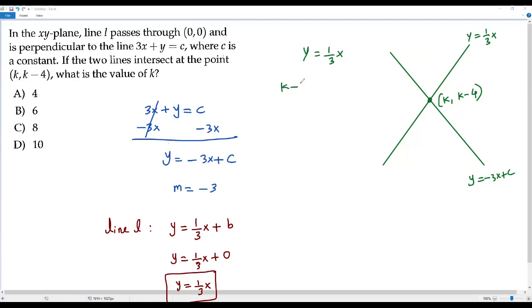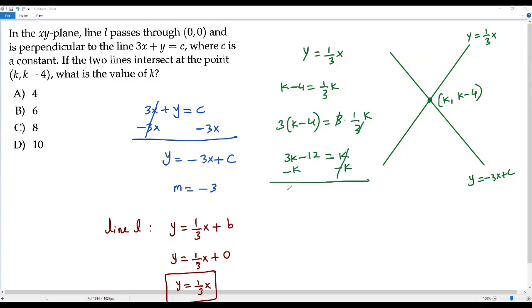Okay, let me do it. So k - 4 = 1/3 k. Now to get rid of the denominator 3, let me multiply both sides by 3. So 3 times (k - 4) equals 3 times 1/3 k. The 3 will cancel out. 3k - 12 = k. Now our aim is to find the value of k. For that, let me subtract k from both sides. Then k and -k cancel. So 2k - 12 = 0.